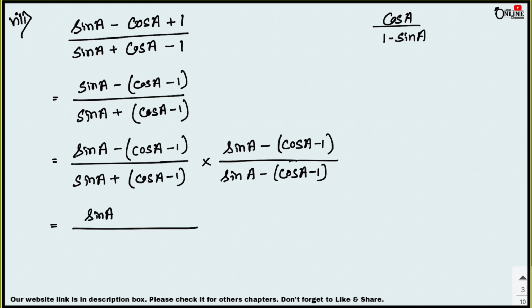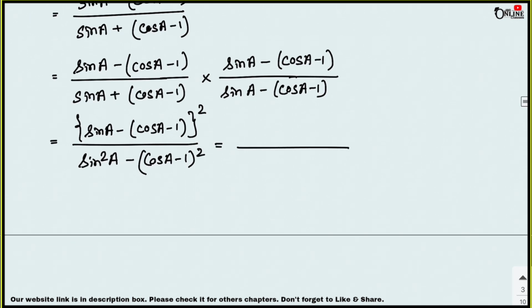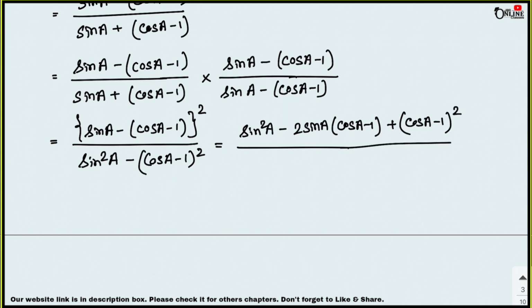So the upper one will be sin A minus cos A minus 1 whole square, and the lower one is the A square minus B square formula: sin square A minus (cos A minus 1) whole square. Clear? Okay. Now for the upper one, A minus B whole square formula: A square minus 2AB, and then here B square. B square means (cos A minus 1) whole square. In the lower one here sin square A, then minus cos square A plus 2 cos A, then minus 1.